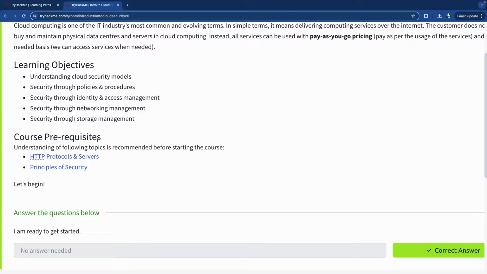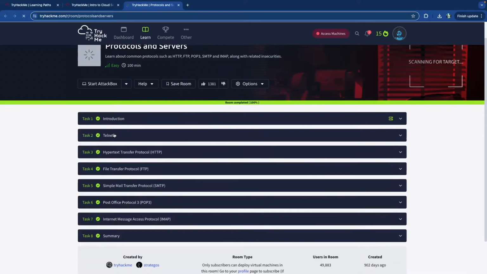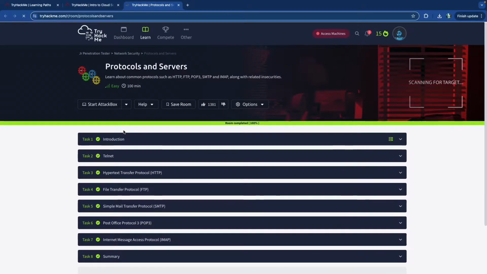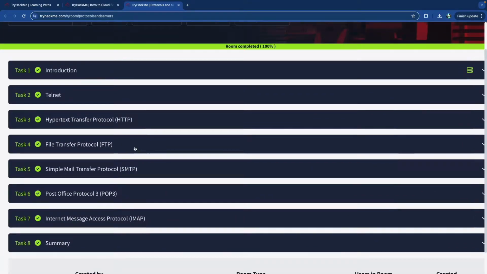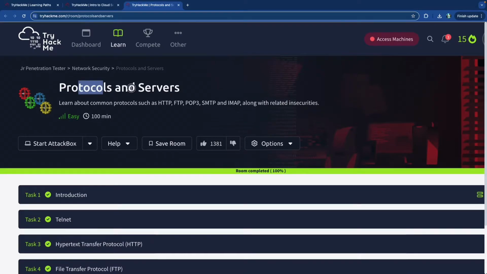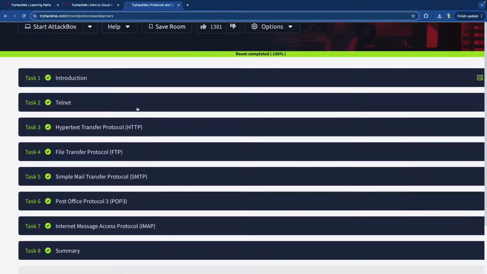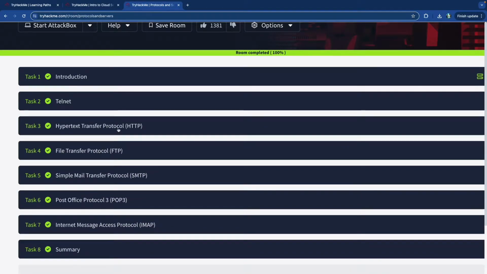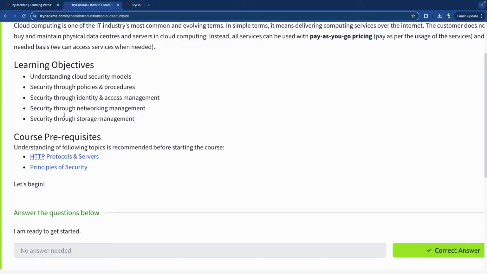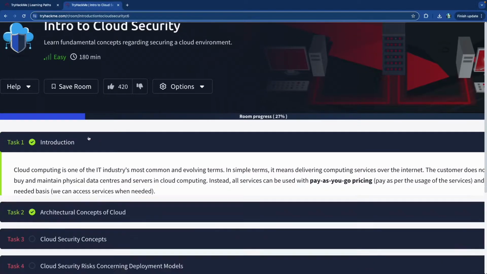Some of the prerequisites that you'll need are HTTP protocols and servers, as well as principles of security. I've already done a video on security principles, so you can go check that out. And HTTP protocols and servers, we've already done as well, so you can go and check those out. So you should be familiar with all of these things already. If you're not, go ahead and check out those videos so that you can get familiar with them before we dive into the rest of this video.